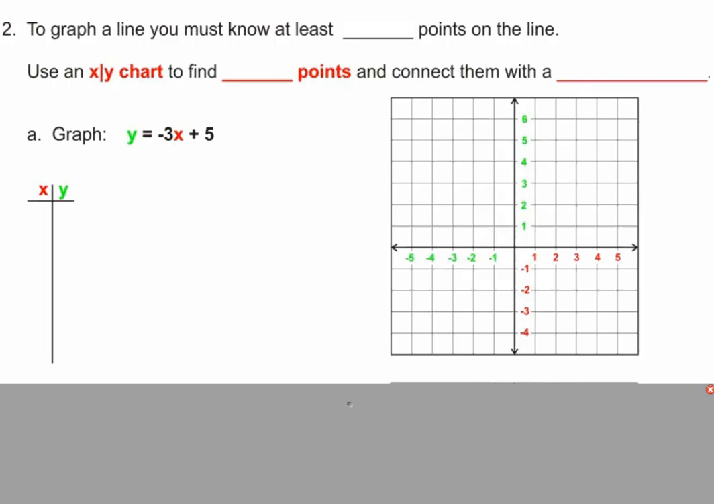To graph a line, you must know at least, all right, so from geometry, any blank points determine a line. What number is that? Anybody know? How many points does it take to determine where a line is located? Brendan? It does take 2, and that is the answer to the question. Once you have 2 points, there's only one place for the line to be.